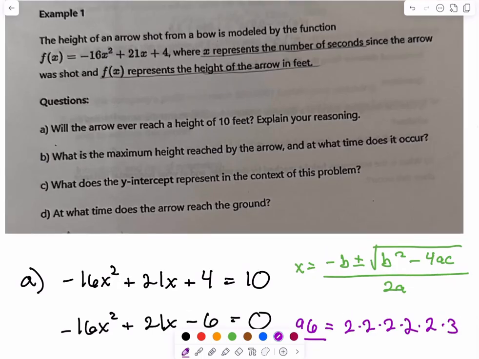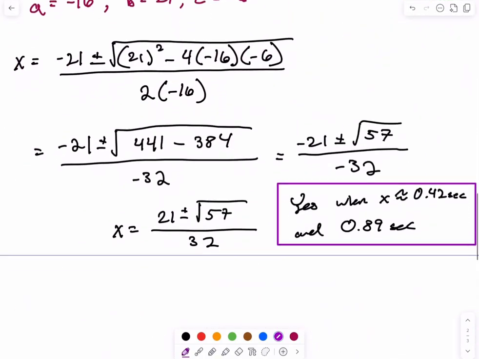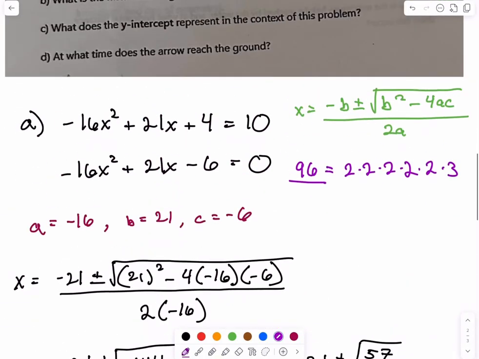For part B, what is the maximum height reached by the arrow, and at what time does this occur? So notice that the original, the highest degree is a power of 2. So take a moment. This is a good time to pause after this question. If the highest power on any variable is 2, what's the general shape? What shape should it take? So pause for a moment.